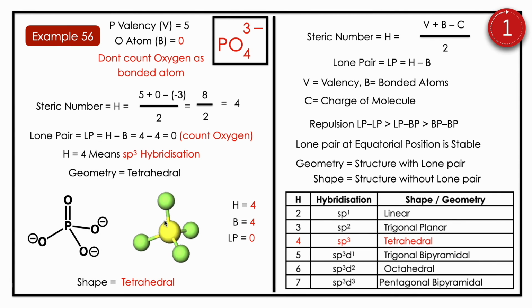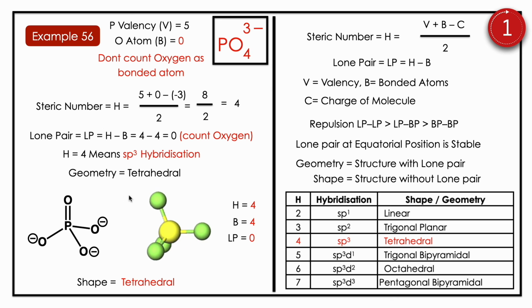Then the example 56, PO4 3 minus. Phosphorus is the nitrogen group element, which is the central metal atom here. So valency is 5. Oxygen you should not count, so 0. Steric number will be 5 plus 0. 3 minus charge is there. So 8 by 2 gives 4. Lone pair will be H minus B, which gives 4 minus 4 equals 0.